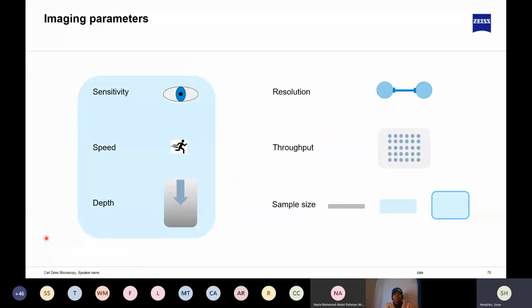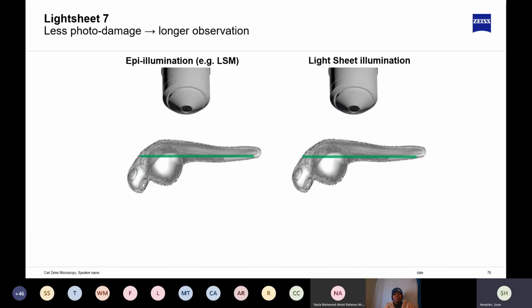Now, what if you want a sensitive, fast system, but you look at very, very big organisms, so quite a large sample size? In this example, we look at a light sheet microscope without going into too much detail. When you are imaging with a confocal microscope, the entire sample is exposed to light while you're collecting a Z-stack. Whereas when imaging with a light sheet, we only shine light through the focal plane that you are currently imaging.